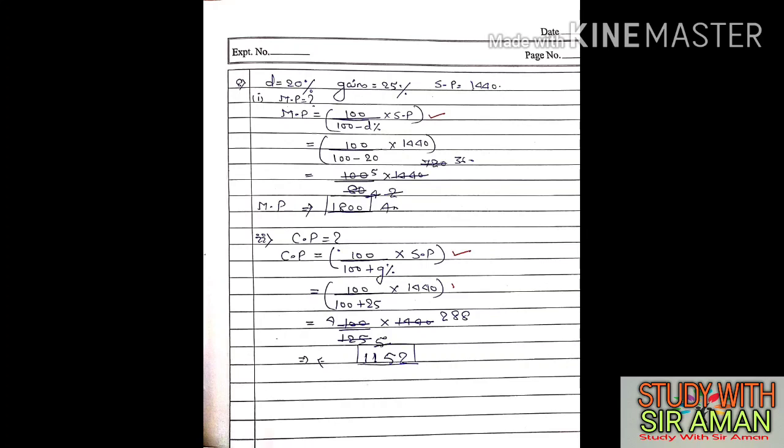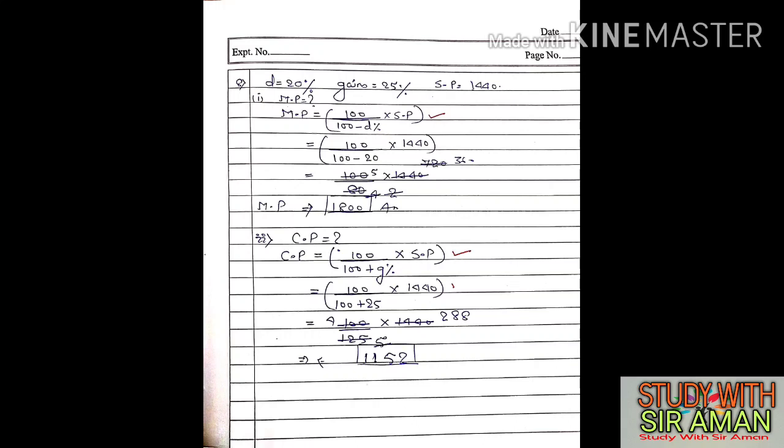Check all the three information I have written. Number one, I need marked price. For marked price, what I need? For marked price I need selling price and discount percentage. That is already given. Put the formula 100 by 100 minus discount percent into selling price. 100 by 100 minus 20 into 1440. At first you subtract, then you cancel it, multiply. What is the marked price? 1800. Marked price means, always remember, printed price. Any article you buy, the price which is written on it is known as marked price.